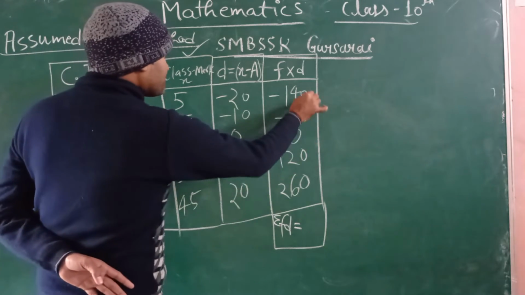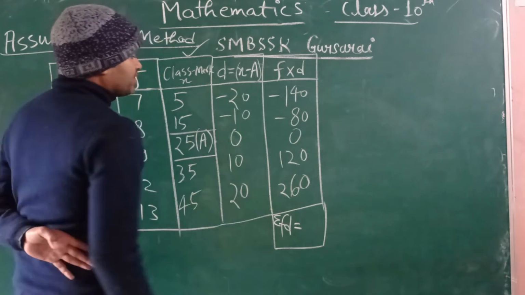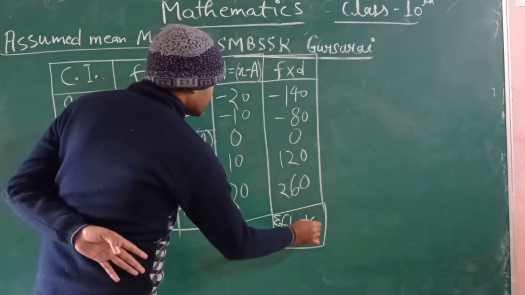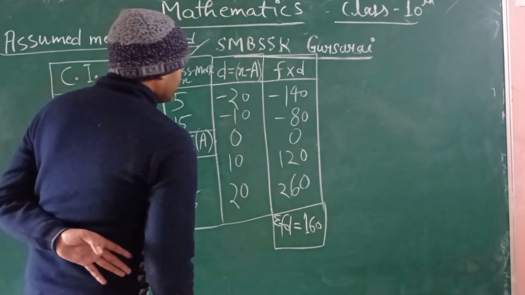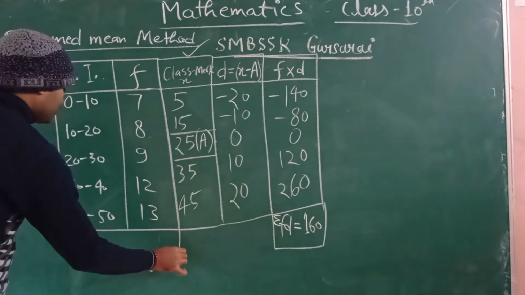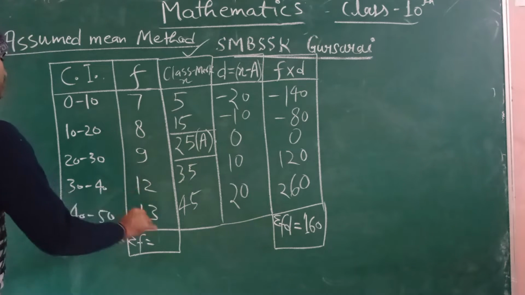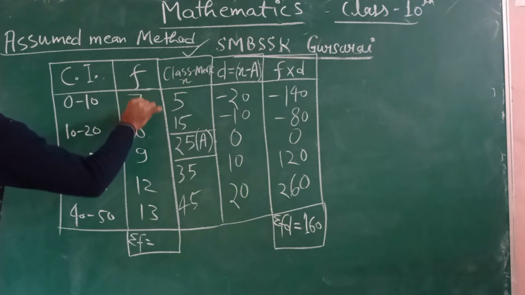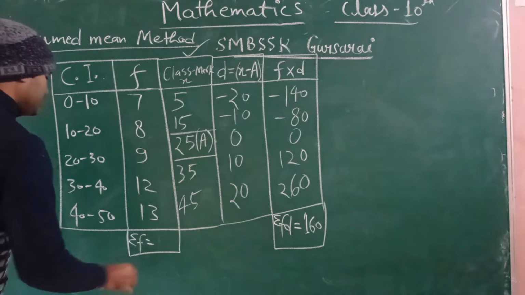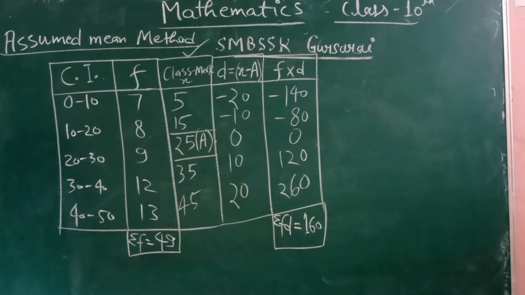Here, taking the minus signs, minus 220, and plus 120, minus 100 remaining, and this is plus 160. Sigma fd is 160, and sigma f, the sum of frequencies, will be 25 plus 15, that is 40, and 9, 49. The number of terms is 49 in this particular problem.